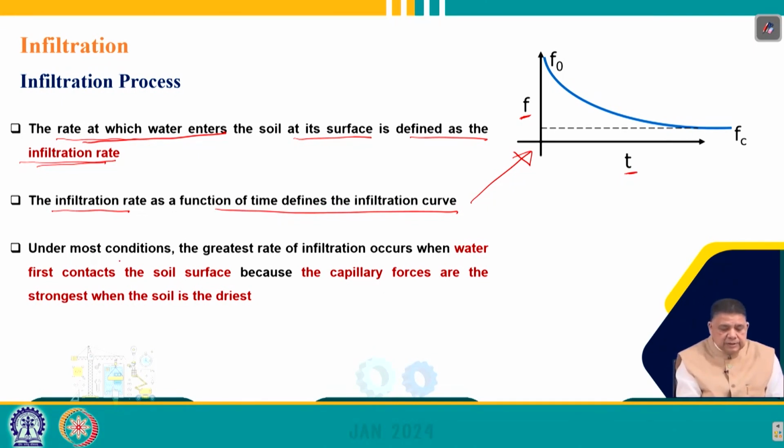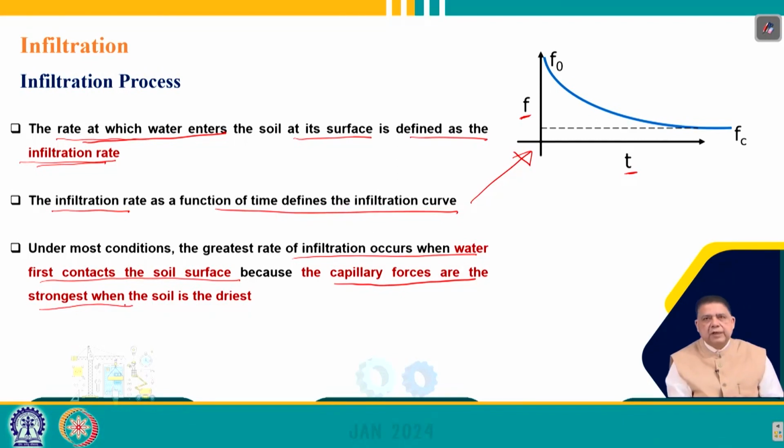Under most conditions, the greatest rate of infiltration occurs when water first contacts the soil surface, that means when the soil is completely dry and when the capillary forces are strongest. So, when the soil is dry, the capillary forces are strong, and when the water comes into contact, because of that you will always find that infiltration starts at a very high rate.